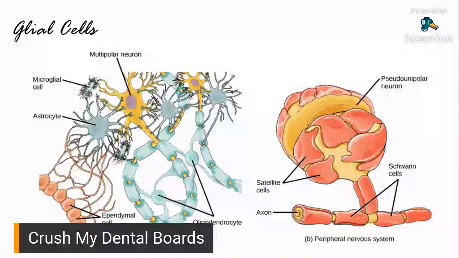So this is an example of a multipolar neuron right here. This is the cell body right here. This is the nucleus of that cell body. And you see that there are many dendrites attached to that cell body. And from the cell body, there's one axon that's moving away from the cell body. Okay? So this is a multipolar neuron right here.